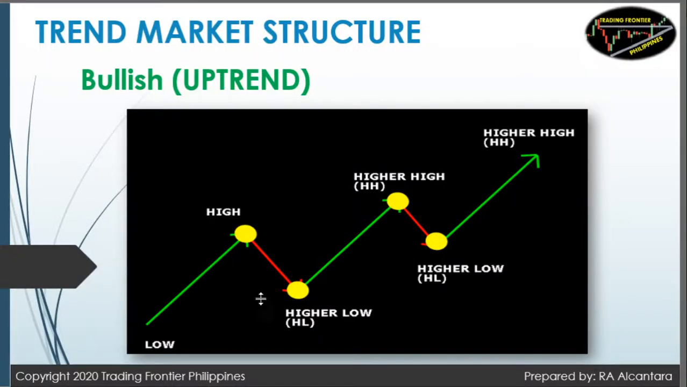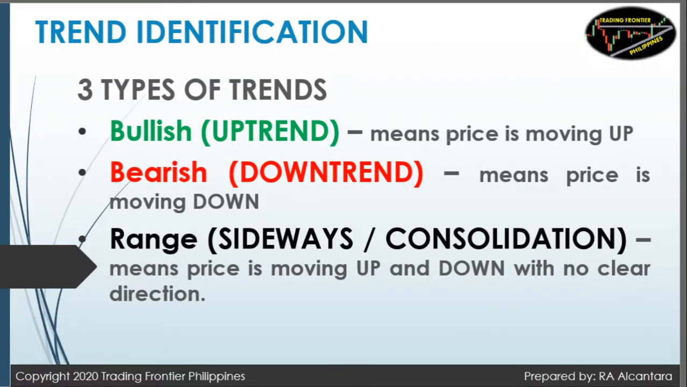Alright, so just a quick recap for the sake of those beginner traders, or someone who is watching this video that doesn't have any knowledge or background in trading. So when we talk about market structure, we only have three types of market structure. We have the bullish or the uptrend, bearish or downtrend, and we also have the range, sideways, or what we call a consolidation market.